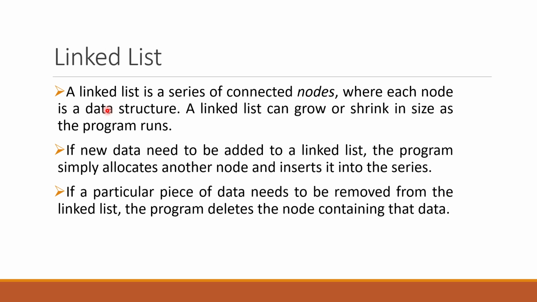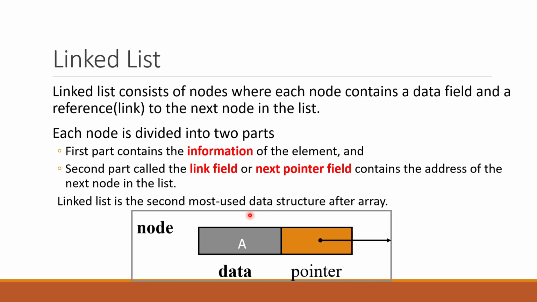What is a linked list? A linked list is a series of connected nodes where each node is a data structure. A linked list can grow or shrink in size as the program runs. If we want to add new data, we simply allocate a new node or insert a new node in a series. If a particular piece of data needs to be removed from a linked list, the program deletes the node containing that data without disturbing the entire list.